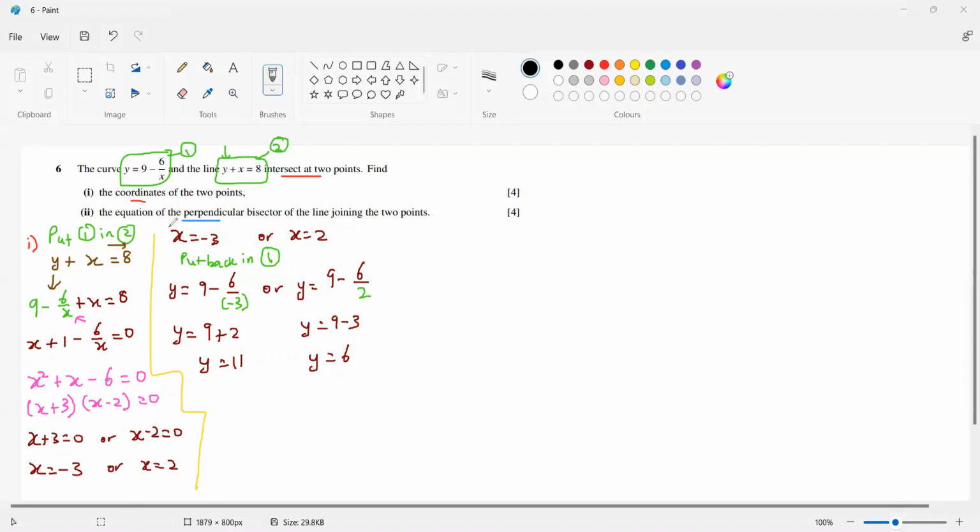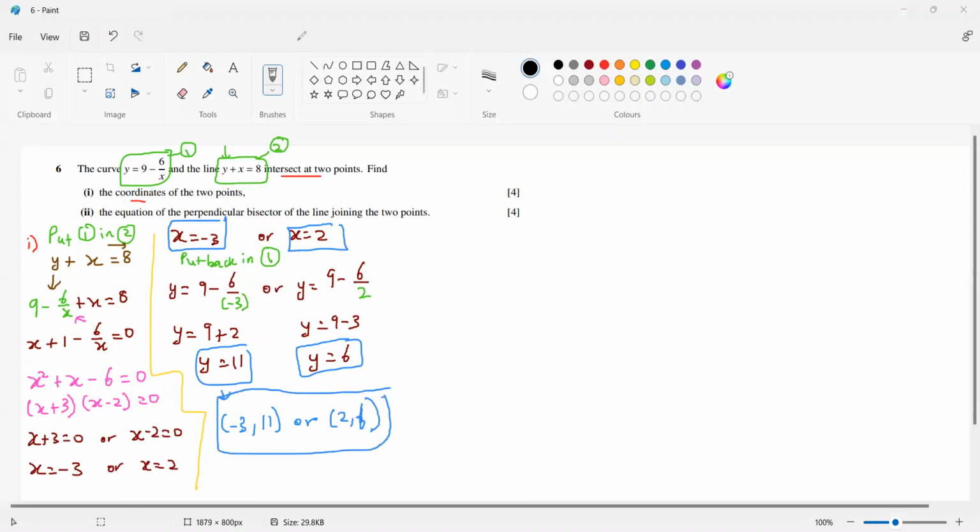So for the answer on this part, we take the x and the y here to get the first coordinate, which is negative 3, 11. Or the second intersection would be when x equals 2, along the branch, y equals 6. So these are the two intersection points. Okay, now let's go for the second part, please.